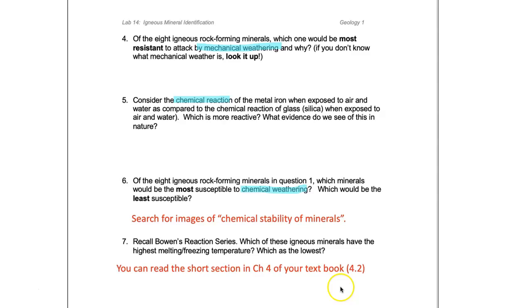So remember, try all parts of this lab. You will not get graded on the basis of whether you identify the minerals correctly or not. You'll only get graded on whether or not you try everything. Good luck, and come to my office hours if you need help.